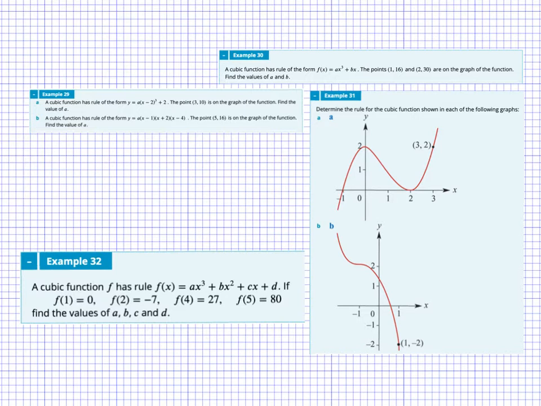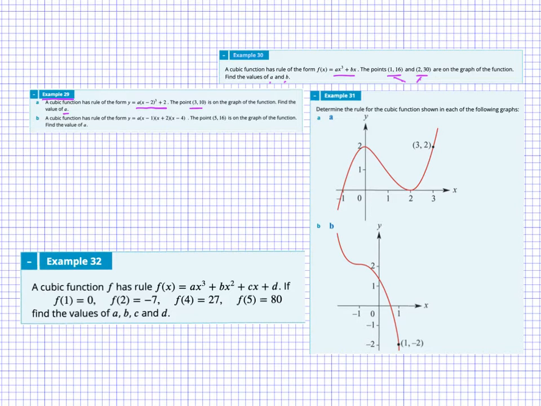So it says a cubic function, this is example 30 up here. A cubic function has the rule ax cubed plus bx. So they've told you the form of the rule they want you to use. They tell you two different points, all right, and they want you to find A and B. The fact they've told you two different points is important because you've been asked to find two variables. You need two pieces of information, all right? So think about that. The pieces of information you need has to match the number of variables you're being asked to find, okay?